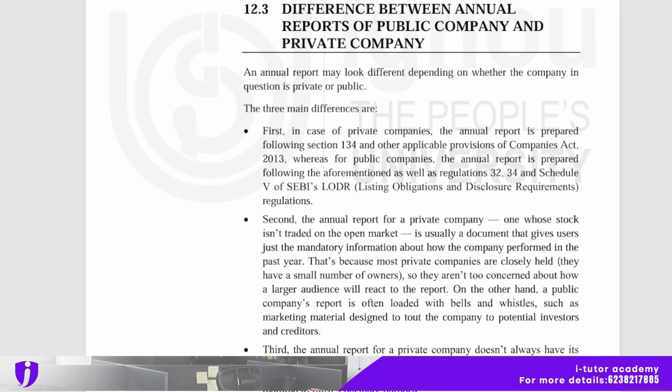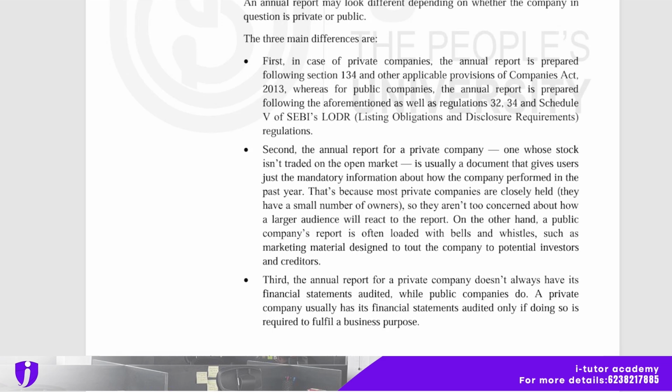In today's session, we will start with Unit 12, subsection 3, that is differences between annual reports of public company and private company. An annual report may look different depending on whether the company in question is private or public. The three main differences are: first, in case of private companies, the annual report is prepared following section 134 and other applicable provisions of Companies Act 2013.